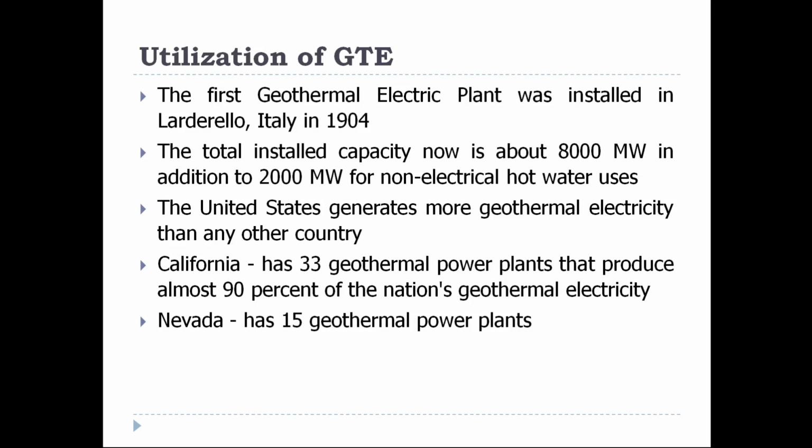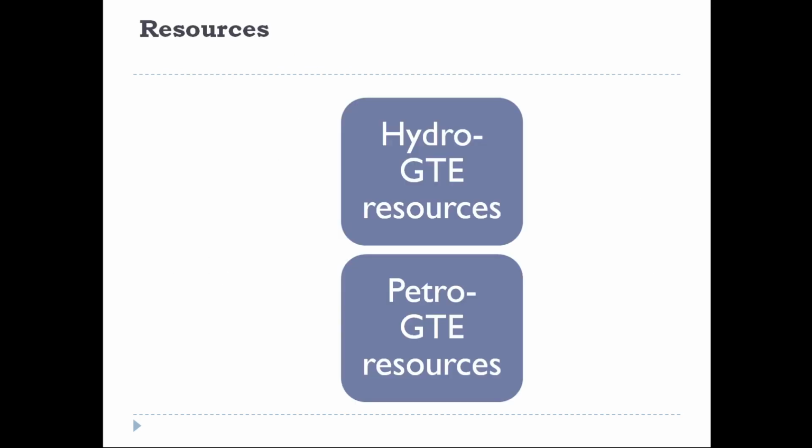Obviously, the United States generates more geothermal electricity than any other country. In the United States itself, California has a large number of geothermal power plants, counting to 33. Nevada has 15 geothermal power plants. Now there are two major classifications of geothermal resources: hydro-geothermal energy resources and petro-geothermal energy resources. Hydro and petro.